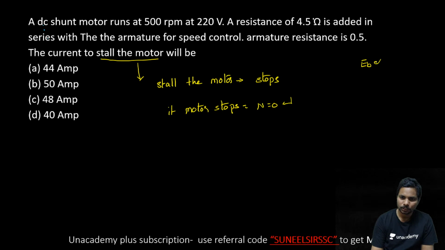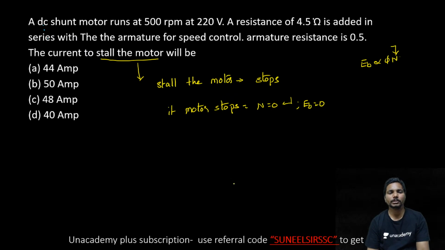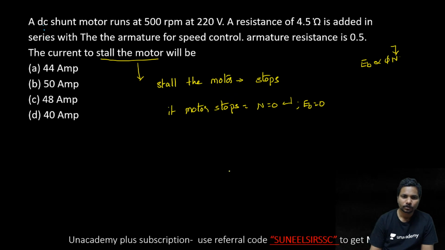We know the back EMF EB is proportional to phi n. As n is 0, EB is also 0, so the generated EMF is going to be 0. If the generated EMF is 0, then what is the current? We know very well in case of a motor, the voltage equation: terminal voltage is equal to back EMF plus IaRa.